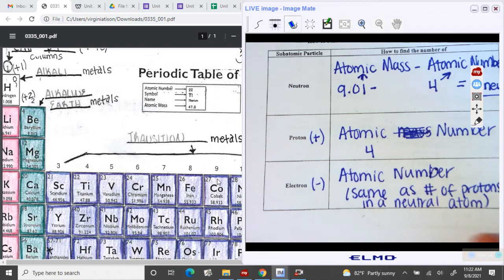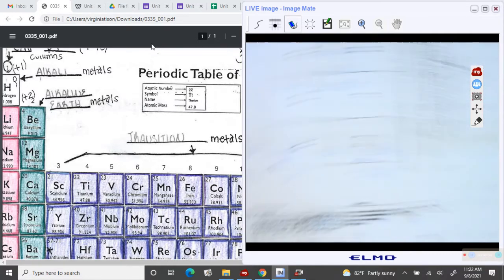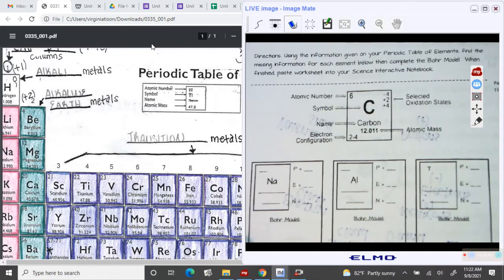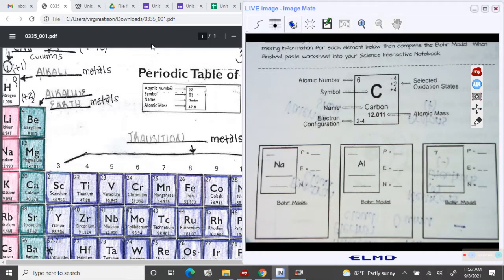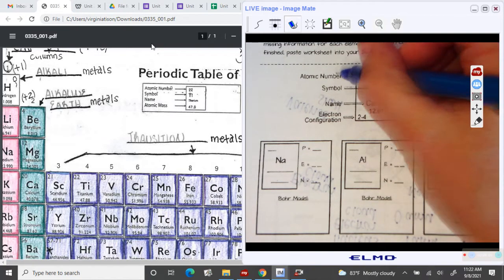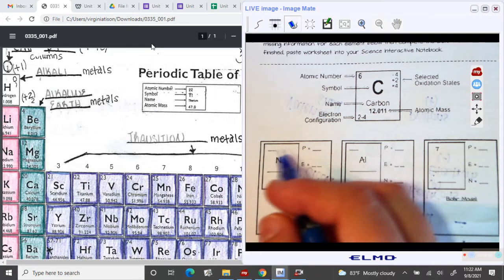Okay, so now let's look at some examples of these. I'll put this over to the back, the next page. We have carbon at the top. We know what our atomic number is. We know what our symbol is. We know what the name is. And we know that if we take our mass, subtract out the protons, we can get the neutrons. So we're not going to worry about drawing the Bohr model right now. That's just the model of the atom. But we are going to look at what should go here.